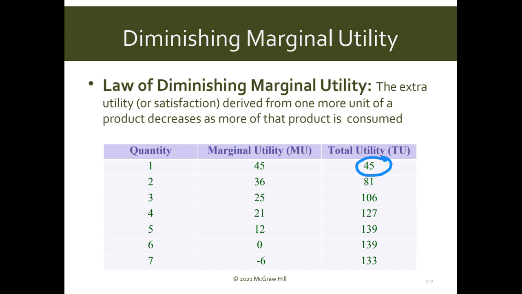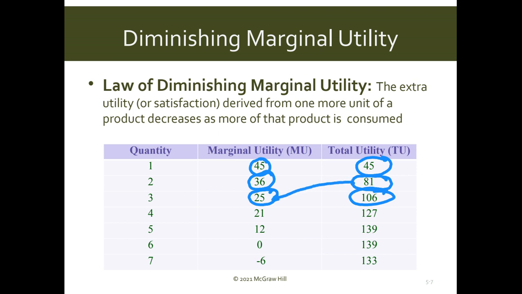For the first, it is 45. For the second is 36. Just add these two numbers. So 45 plus 36 is 81. So you are getting a total utility of 81 from two strawberries together. Similarly, when you add the third unit, the total utility of eating all three strawberries at the same time would be 106. You just added 81 plus this 25, 106.